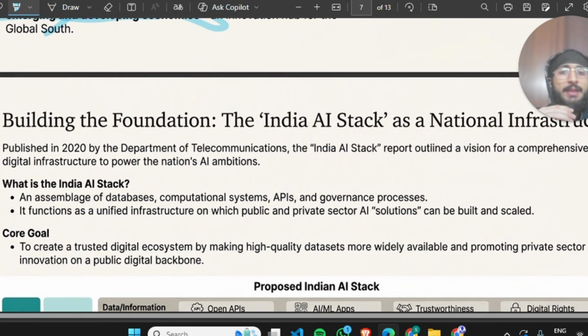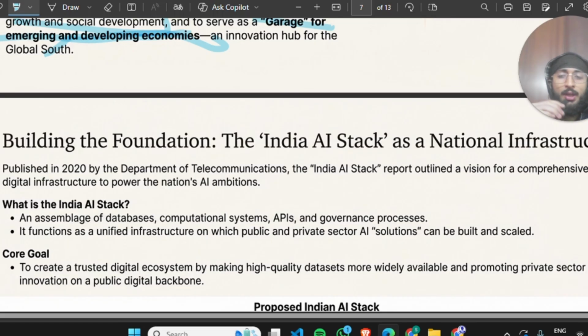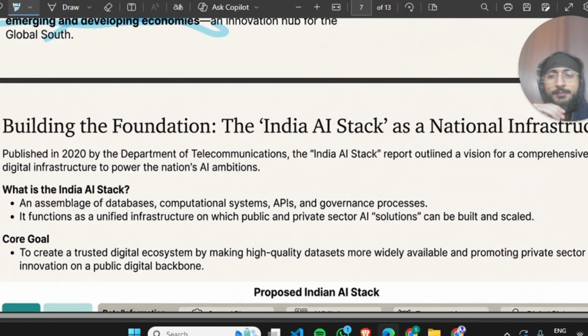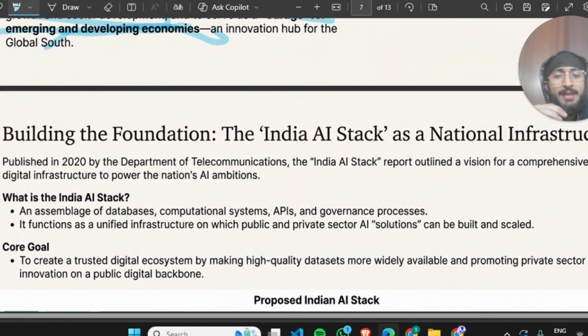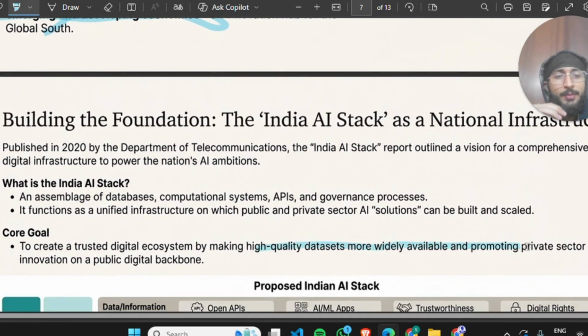Now, building the foundation, the India AI Stack as a national infrastructure. Published in 2020 by the Department of Telecommunications, the India AI Stack report outlined a vision for a comprehensive digital infrastructure to power the nation's AI ambitions. So, what is the India AI Stack? It is basically an assemblage of databases, computational systems, APIs, and governance processes. It functions as a unified infrastructure on which public and private sector AI solutions can be built and scaled. Core goal is to create a trusted digital ecosystem by making high quality data sets more widely available and promoting private sector innovation on a public digital backbone.